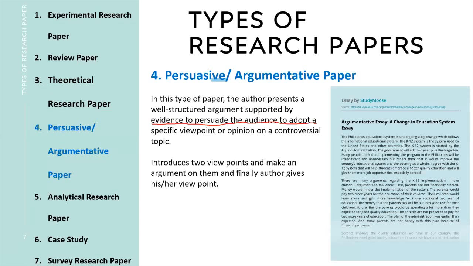You use evidence to persuade the audience to adopt a specific viewpoint or opinion on that kind of controversial topic. So as an author, you are going to introduce two viewpoints, make a discussion inside the paper, and make an argument. Then finally, the author gives his or her own viewpoint. You can give your own viewpoint after making the argument in your argumentative paper. For supportive materials, you can get them from the literature, conferences, talking with the audience, or interviews, and you can make that argument in your paper.